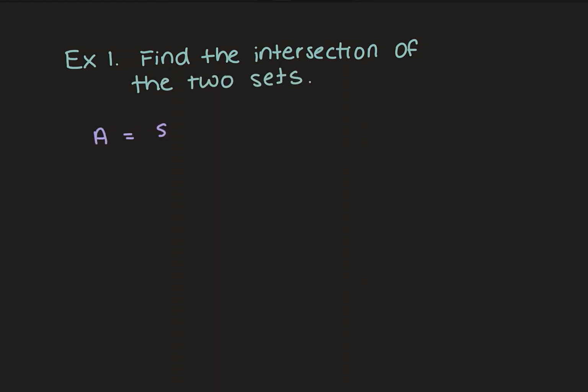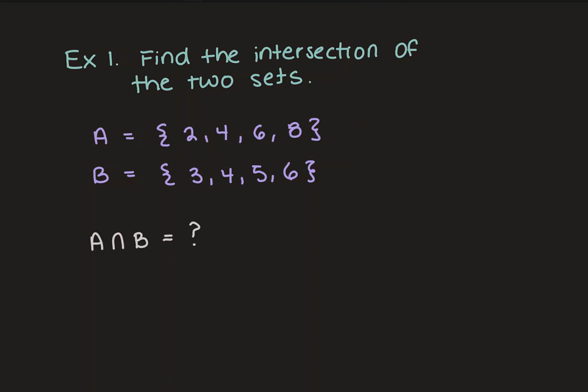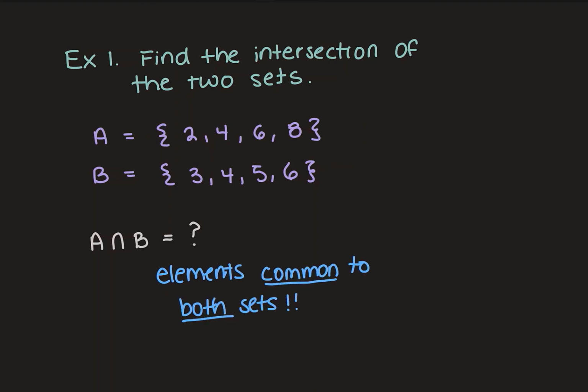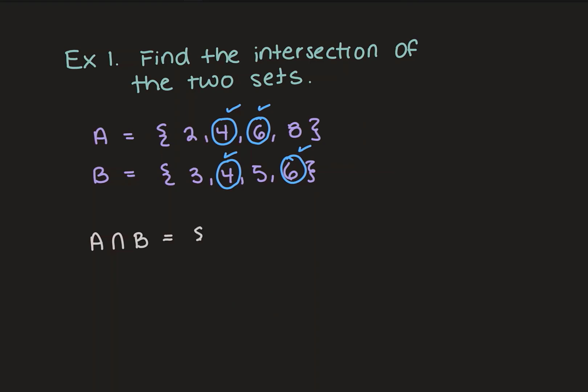Let's apply this to an example. We wish to find the intersection of two sets. Let set A include elements 2, 4, 6, 8, and let set B include elements 3, 4, 5, 6. A intersect B, which is also the symbol for "and", will be the elements that are common to both sets. So 4 is common to both, and 6 is common to both. Therefore, A intersect B is just 4 and 6.